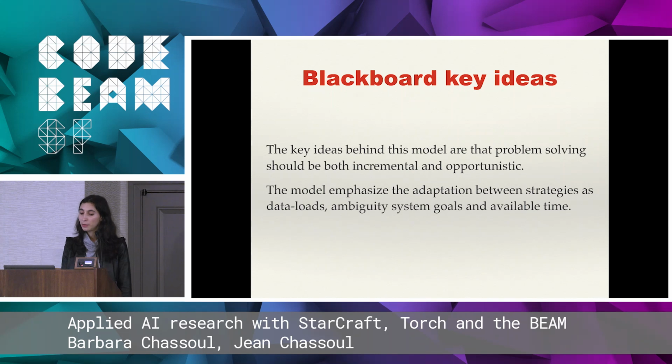The key ideas behind the Blackboard model are that problem solving should be incremental and opportunistic. The model emphasizes the adaptation of strategies as data load, ambiguity, system goals, and available time change. Solutions should be constructed piece by piece at different levels of abstraction, working with available data at the intermediate states of possible solutions, where the most progress can be made.